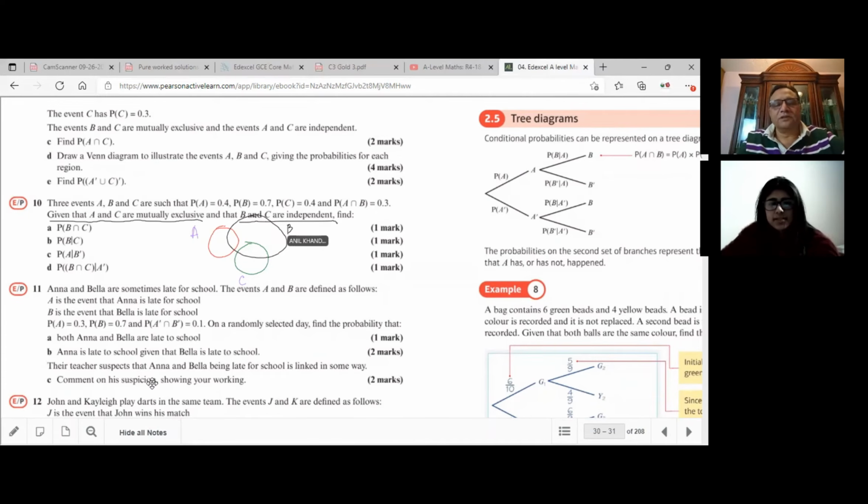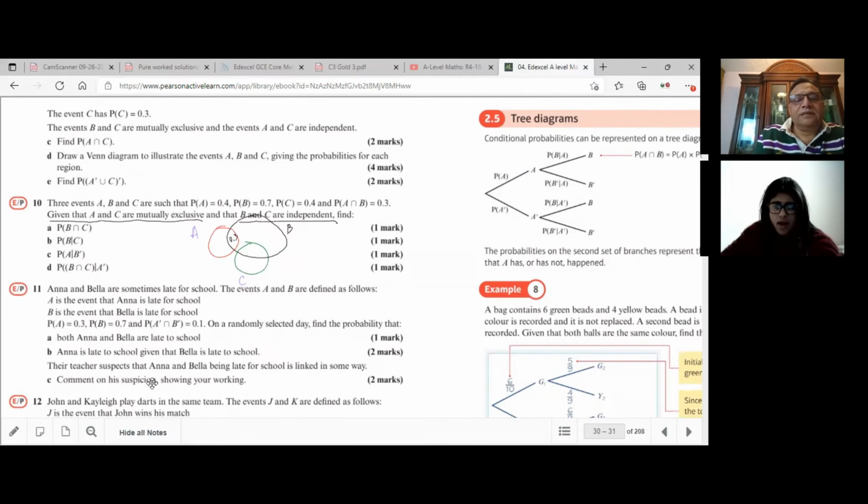So that is B. Is that clear? Now let's see. So three events A, B, and C. The probability of A is given to us, B is given to us, C is given to us. The intersection of A and B is given to us. So the intersection of A and B is 0.3. And A and C are mutually exclusive, and B and C are independent.